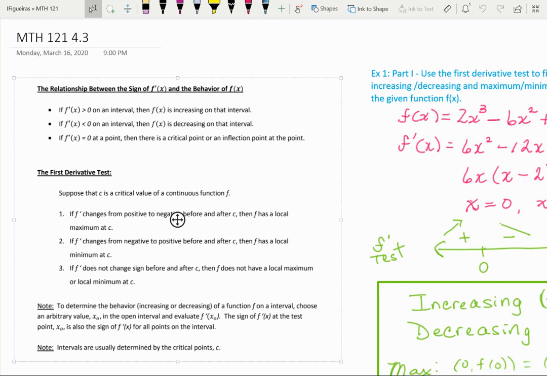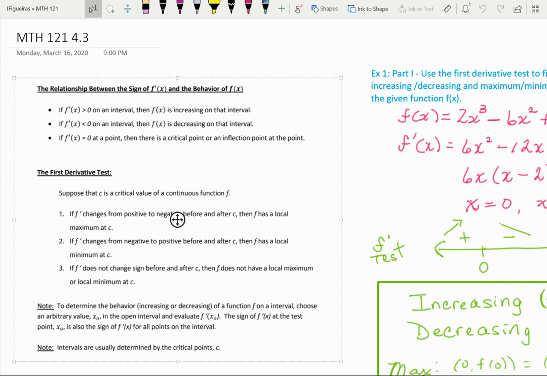Hi, today we're going to talk about how the first derivative and the second derivative, the information from those derivatives, can help you sketch a graph. So first let's talk about the first derivative. If you look here on the left of the screen, when the first derivative is positive on an interval, then the function is increasing over that interval. When the first derivative is negative on an interval, then the function is decreasing.